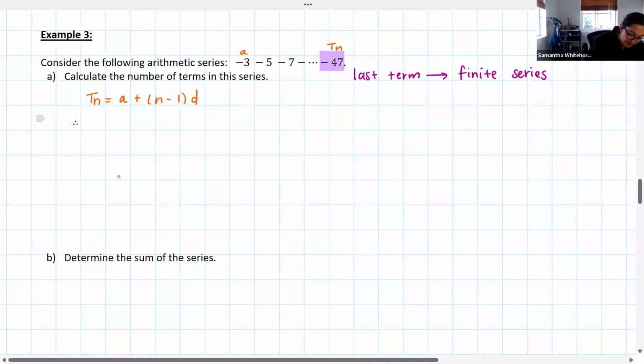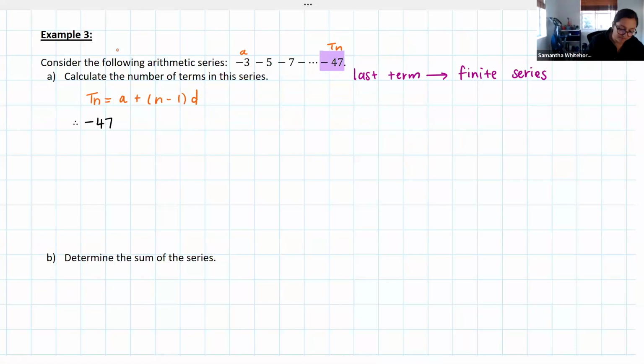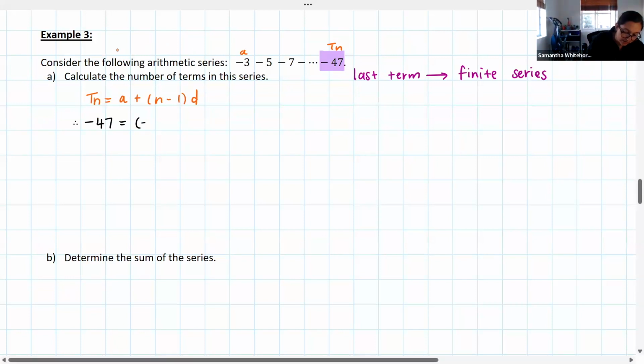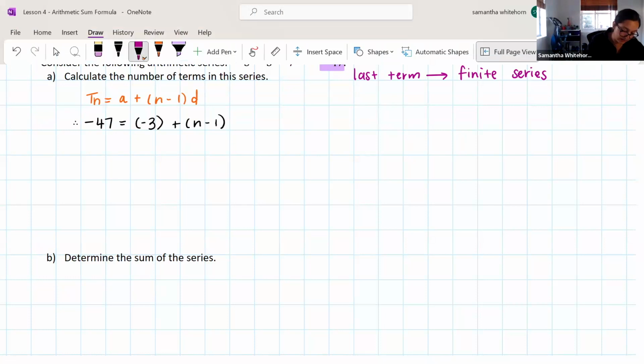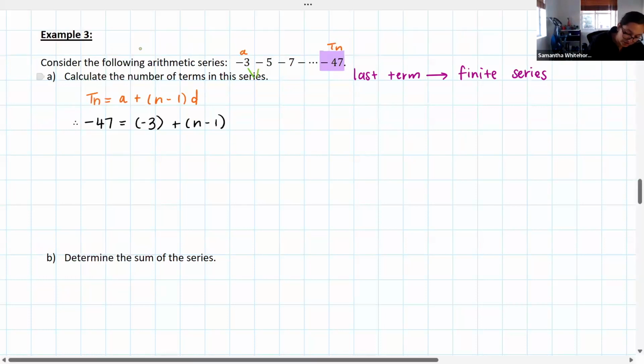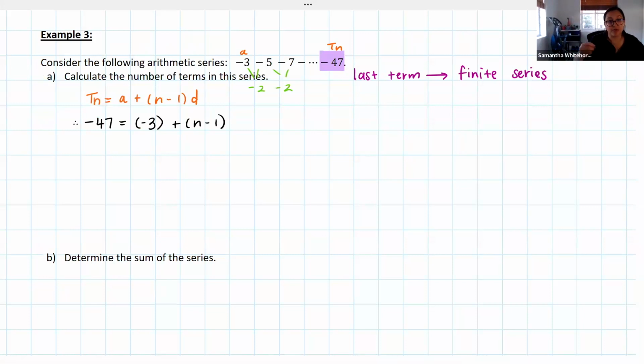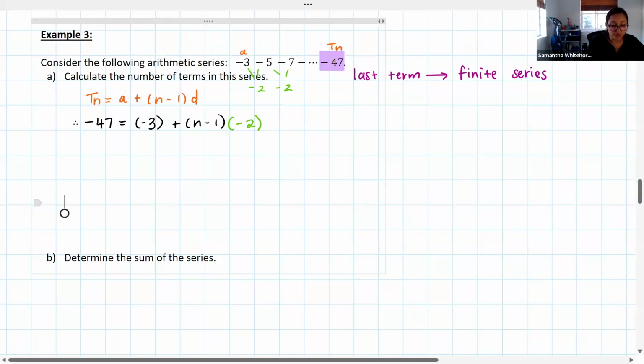Right, so if we have a look, like I say, we know what Tn is because the term value that we're working towards to figure out how many terms are in the sequence is at -47. We know what a is, it's -3 plus n minus 1, and we just have to work out what the difference is. So if we have a look at our sequence here, we can see that each time I am subtracting 2 to get from one term to the next, which means that my constant difference here is -2.